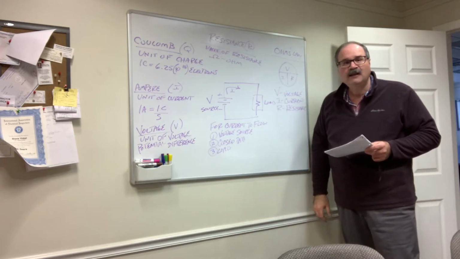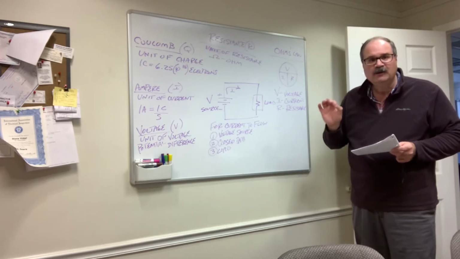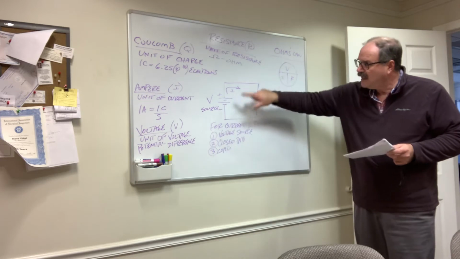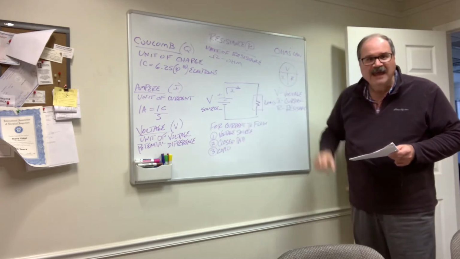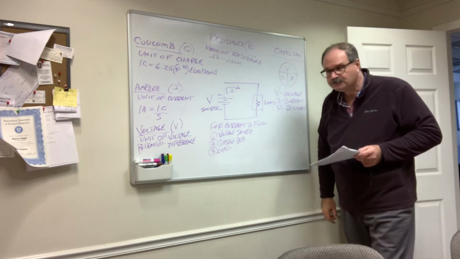For an electric circuit to operate properly, for current to flow, 3 conditions have to exist. I have to have a voltage source, I have to have a closed path for current flow, and I also have to have a load present.